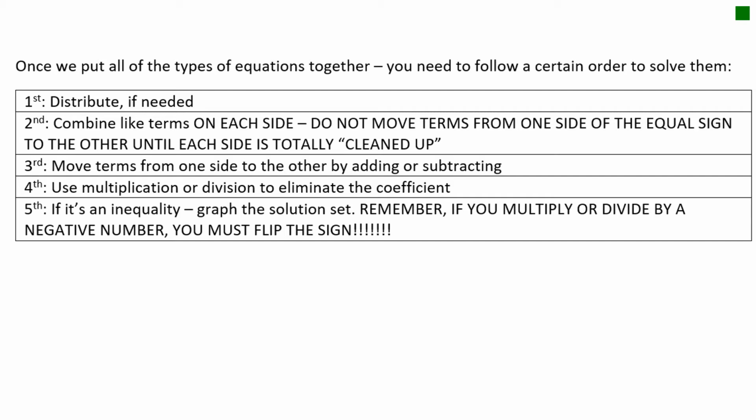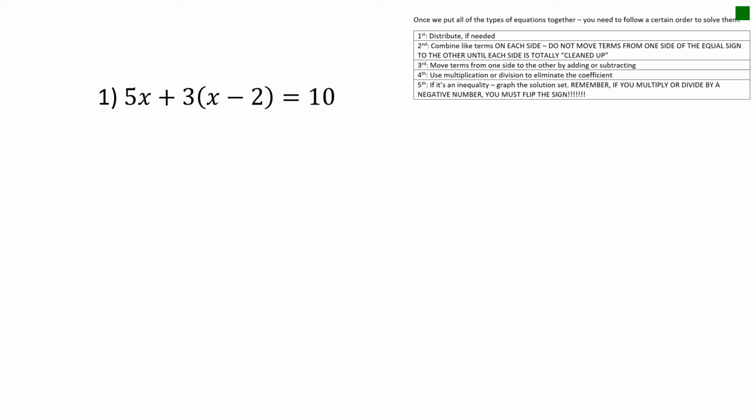Distribute if needed. Combine like terms on each side. Do not move terms from one side to the other until each side is totally cleaned up. Move terms from one side to the other by adding or subtracting. Use multiplication or division. Once you're down here, these are just your regular old two-step and one-step equations, okay? That's same old, same old. All right, so got the little directions up there just in case you forget.